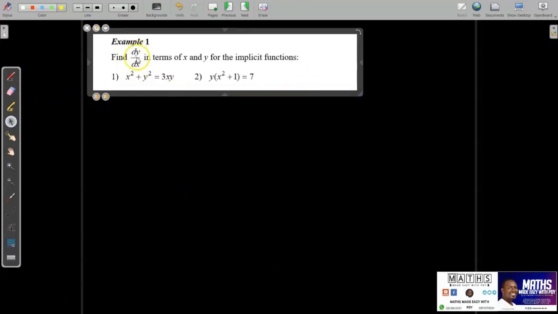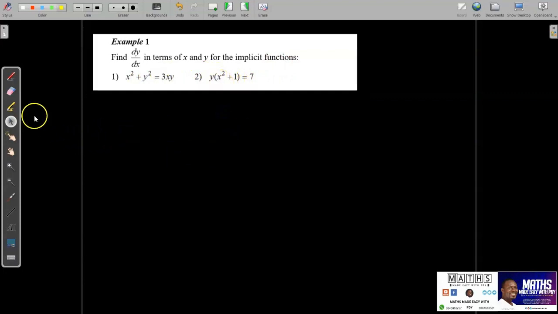It says, find dy dx in terms of x and y for the implicit functions here. And you agree with me that this is an implicit function. No specific variable has been made the subject, and therefore you have to go ahead and differentiate accordingly. Good. So I'm going to do number 1 and 2 with you. Then I'll give you some examples to try on.